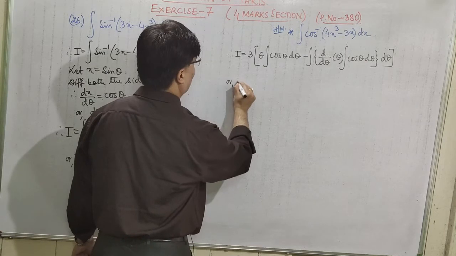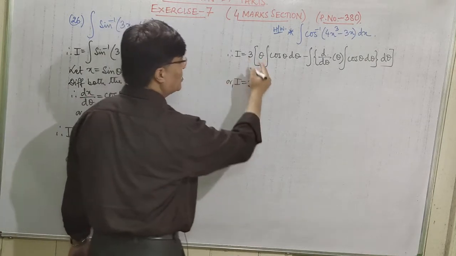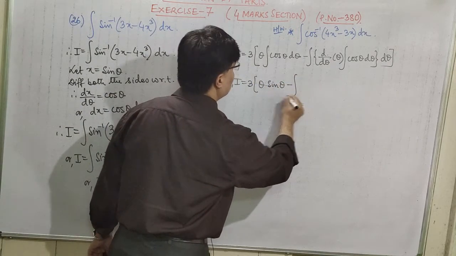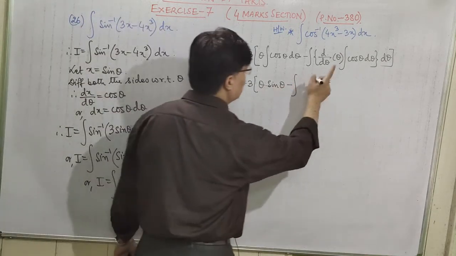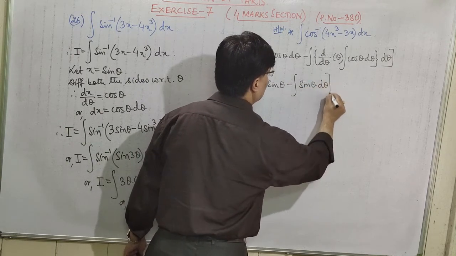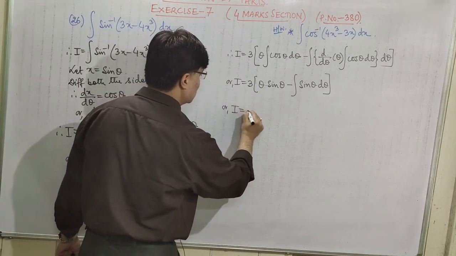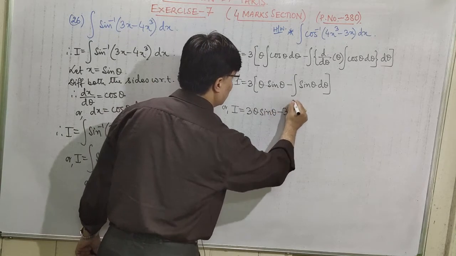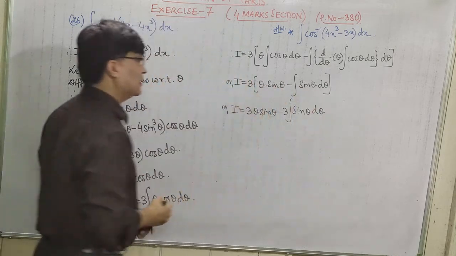Okay. So I is equal to 3 within third bracket theta into, what is integration of cos theta? That is sine theta, minus integration of d by d theta of theta, which is always 1. You don't have to write it. Integration of cos theta is sine theta, then d theta. Third bracket is closed. Now multiply by 3 here. I is equal to 3 theta sine theta minus 3 integration of sine theta d theta.